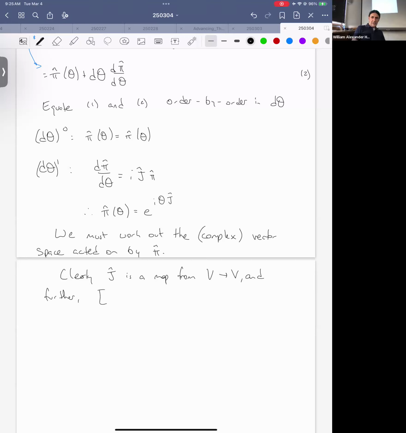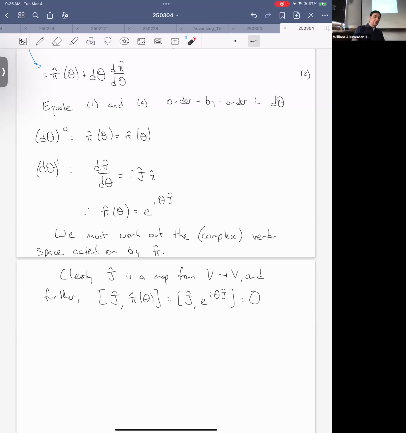And further, if I look at the commutator of J hat with pi hat of theta, this is a commutator of J with e to the i theta J, that's going to have to be 0. The commutator of an operator with itself to any power is going to be 0. What does that mean? It means that this J operator commutes with every single element of the group.